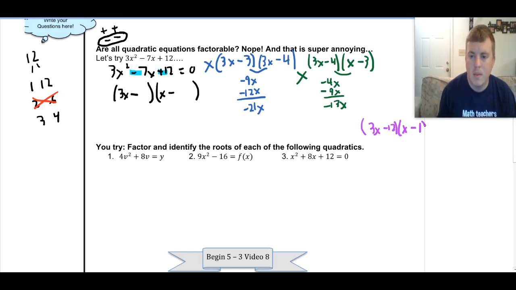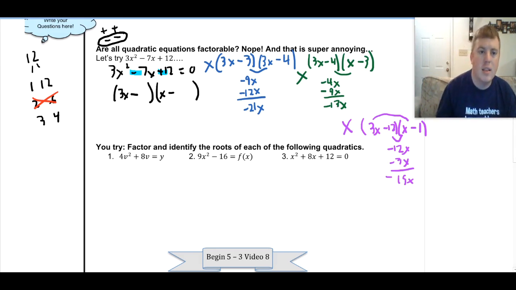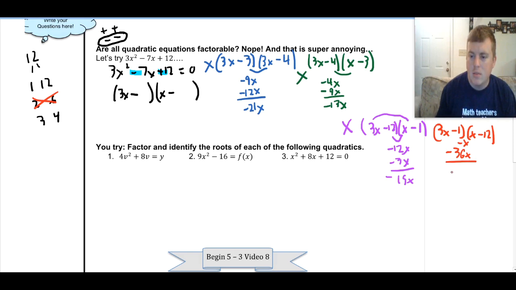Alright, when we multiply these out, we're going to get negative 12x, and we're going to get negative 3x. That's going to give us negative 15x. That's definitely not going to work, and it's very unlikely that this is going to work, but I'm just going to go ahead and show you guys so that we do have this on record. But we'll go ahead and do 3x minus 1 and x minus 12. 3x times negative 12 is going to be negative 36x, and the negative 1 times the x is going to be negative x. That's going to give us negative 37x. So we can see that neither combination of these work.